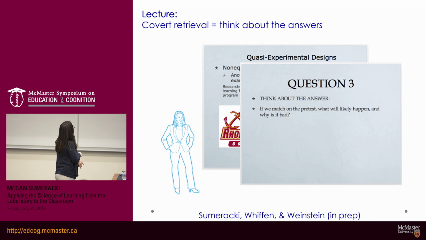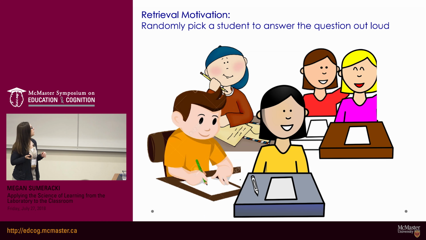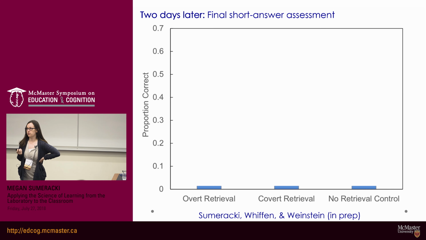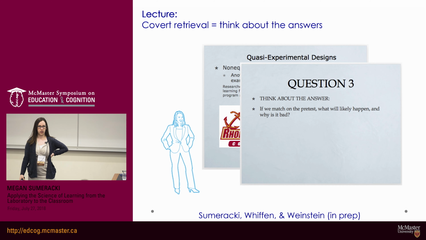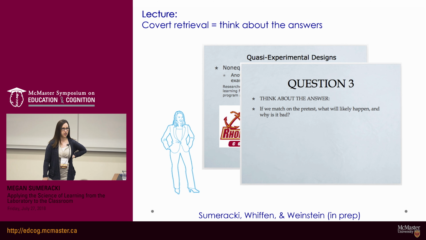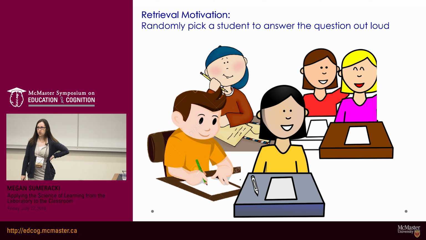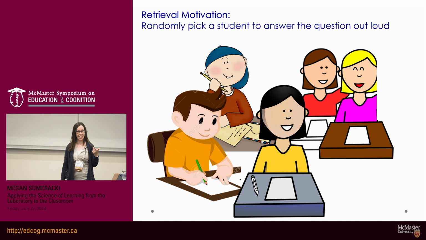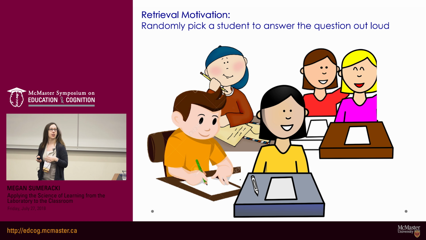Then covert retrieval was very similar, but they were simply asked to think about it. And they sat there and they thought about it, and then they kind of gave me the nod, and I randomly selected a student. I will say that the covert retrieval condition takes much less time. There's less time involved to just think about the answer than to actually have to write it all out on paper. So there is a timing thing going on here. But that's what you would do in a normal class.